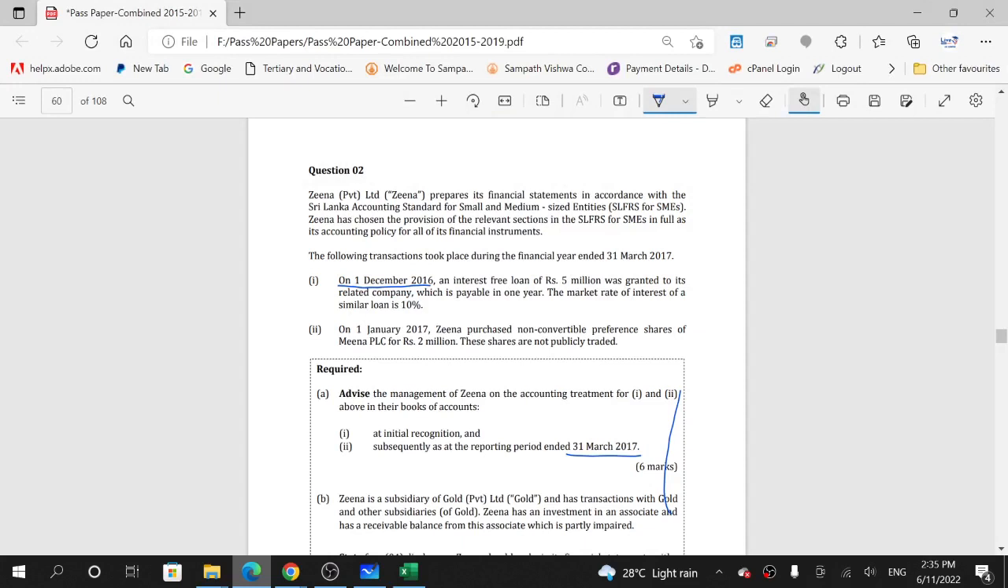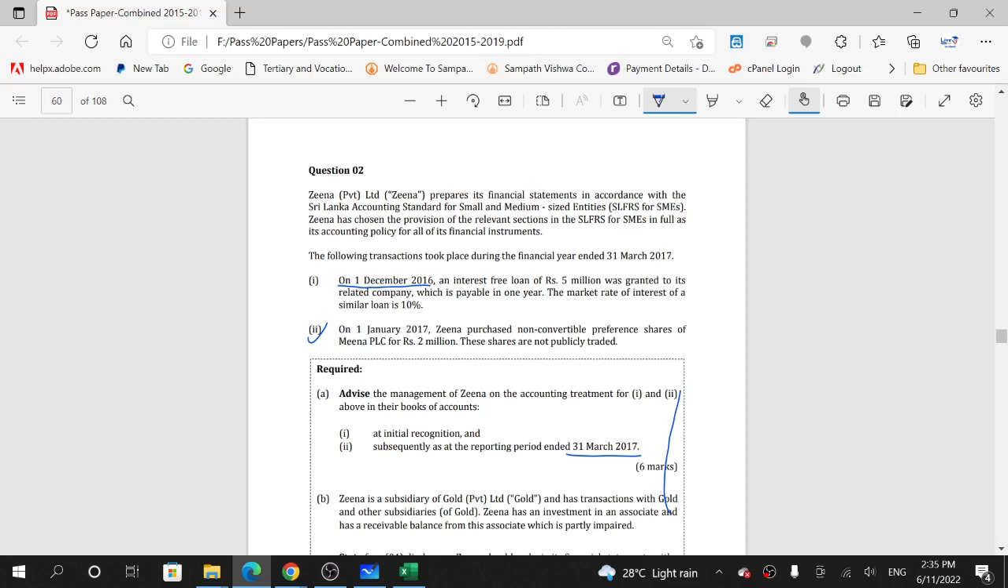Okay. Now look at part 2. On 1st January 2017, Sina purchased non-convertible preference shares of Meena PLC for 2 million. These shares are not publicly traded. This is an SLFRS for SME organization. These are shares that are not publicly traded.